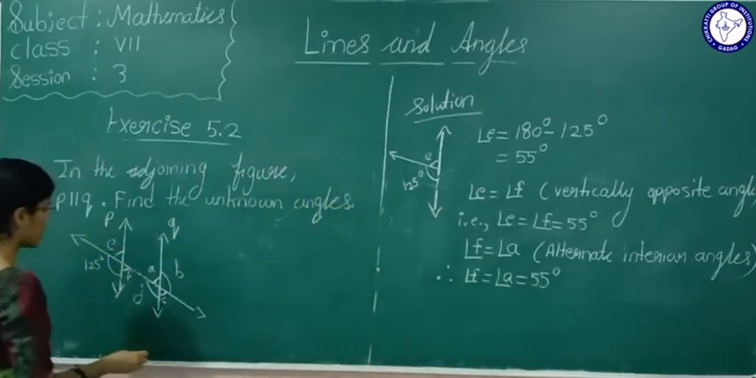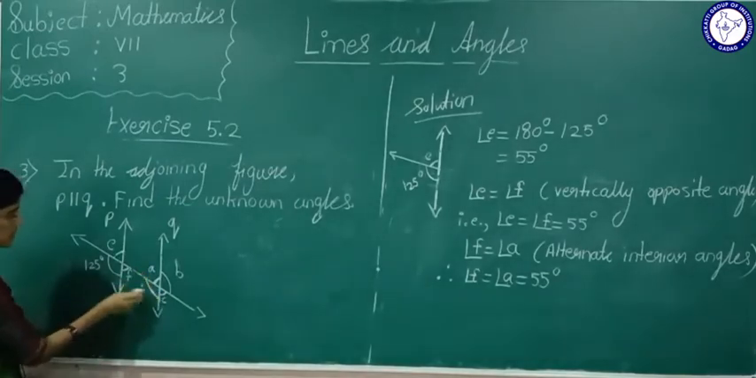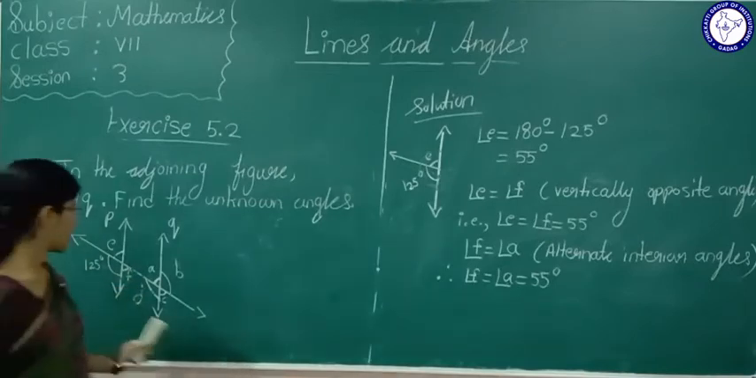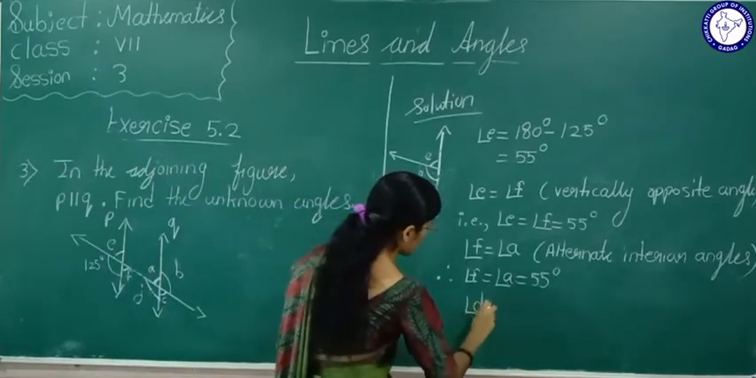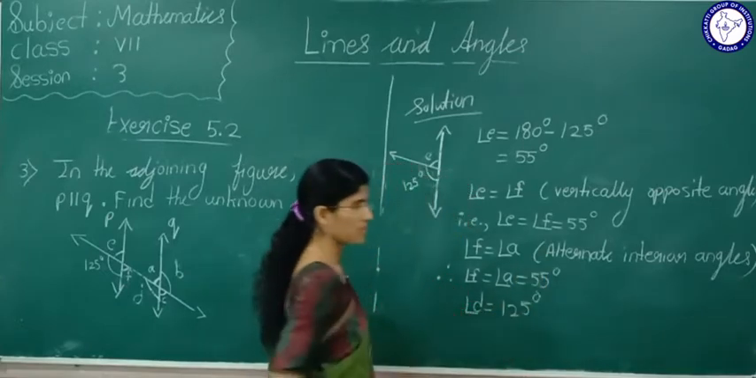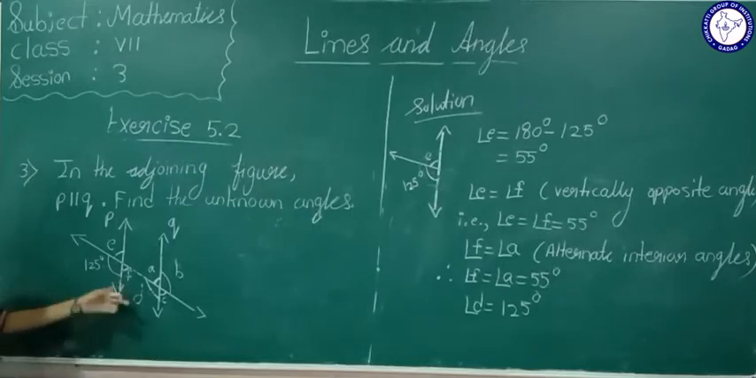Now see here, angle A is 55 degrees. Then what about angle D here? Angle D will be 125 degrees, yes or no? Because these two are corresponding angles. Angle D is equal to 125 degrees, because these two angles are corresponding angles. We know that corresponding angles are equal because these two lines are parallel. Now we got angle D is equal to 125 degrees.